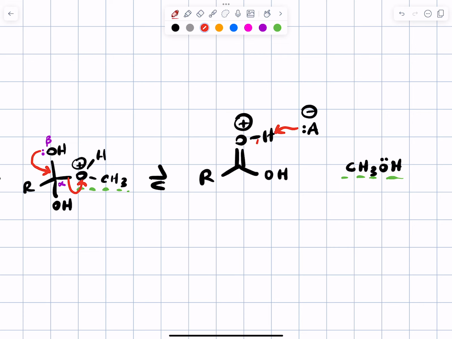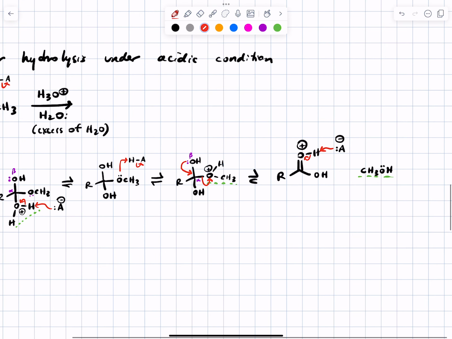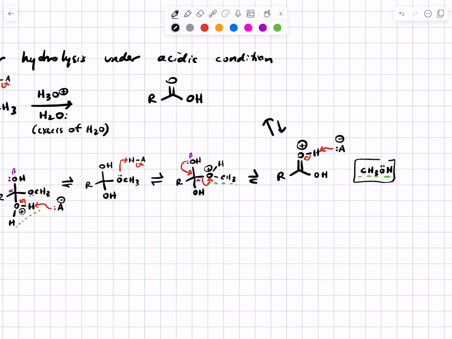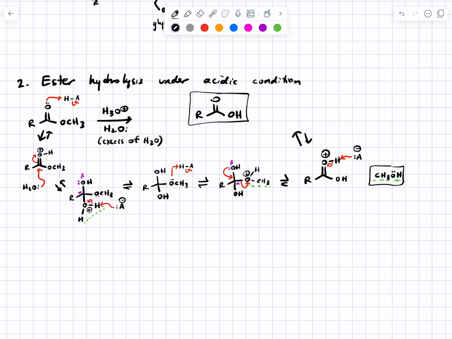Finally, to get to our product, we will regenerate the acid catalyst by taking the conjugate base of our acid, removing the proton from the oxonium ion, and that will give us the carboxylic acid product and then also the methanol, the R group from the ester. Okay? So this is acid catalyzed ester hydrolysis.